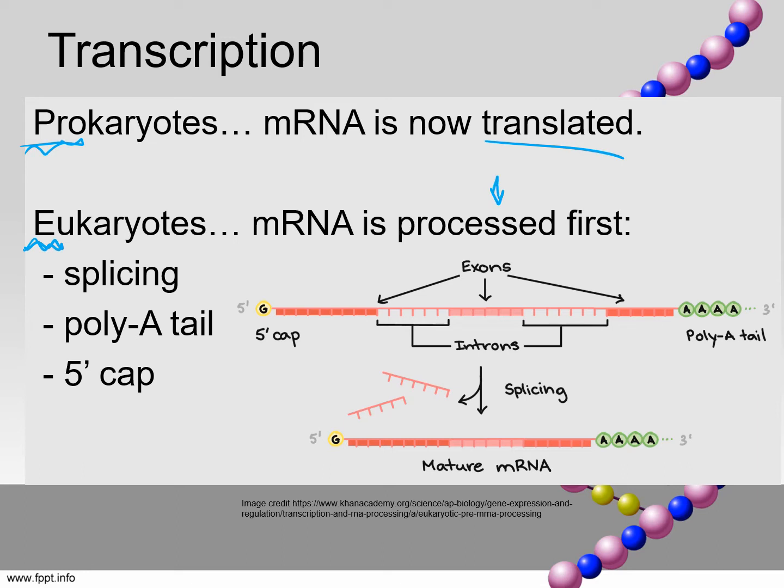So that messenger RNA that we just made using RNA polymerase and the DNA code, before we can send it out to a ribosome, we're going to process it. And that processing is called splicing. This is going to sound crazy weird, but we're going to take that messenger RNA that we just made and chop it up into a bunch of pieces.